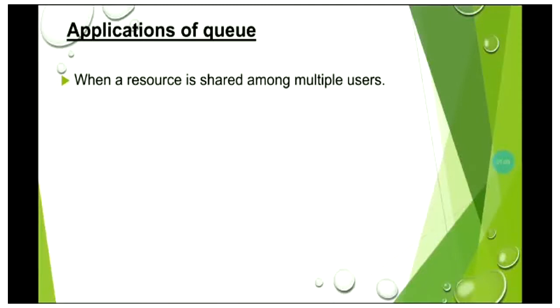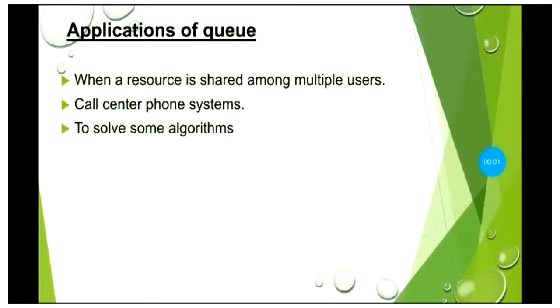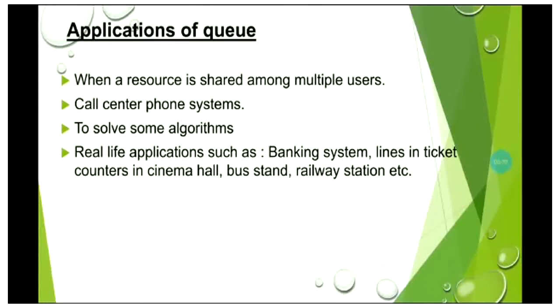In call center phone systems, when a customer calls a call center, that customer will be held up until he is provided with the service of that call center. Queues are also used to solve some algorithms such as depth first search and breadth first search, etc. And at last, some of the real life applications of queue are in banking system, queue lines in ticket counters, in railway station, bus stand, etc.